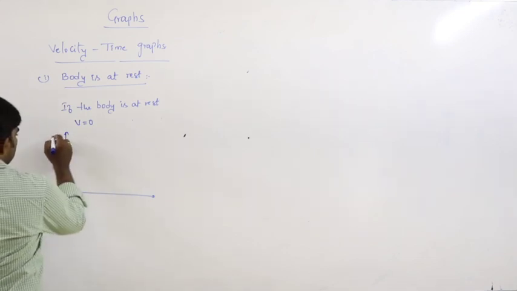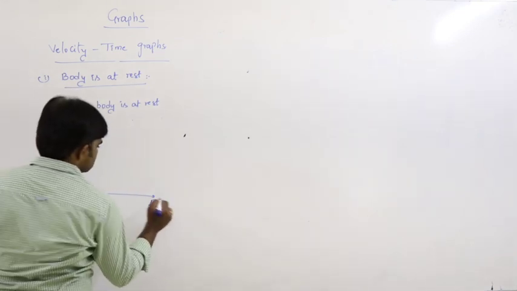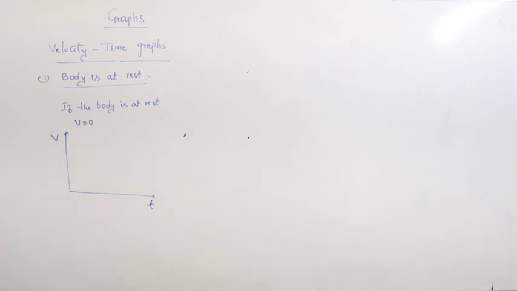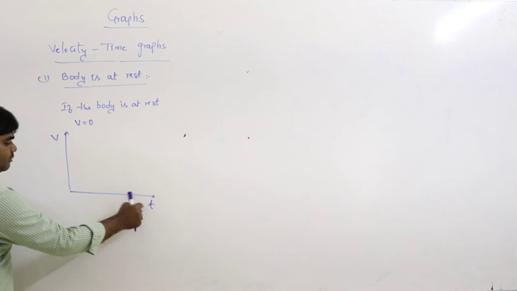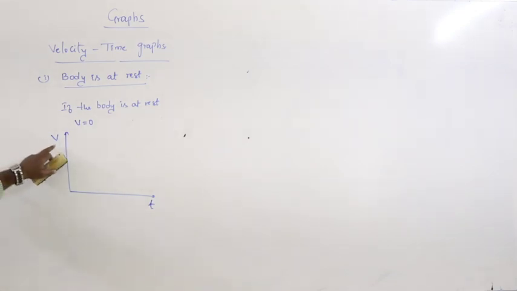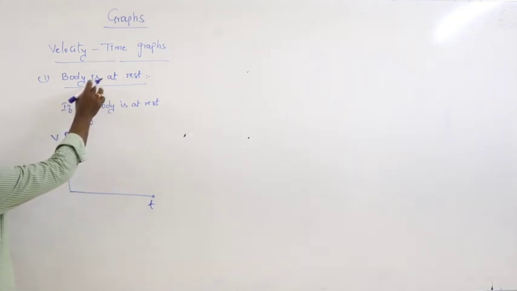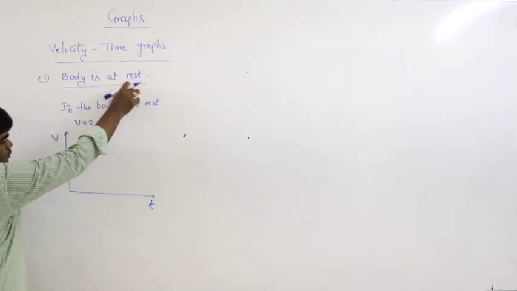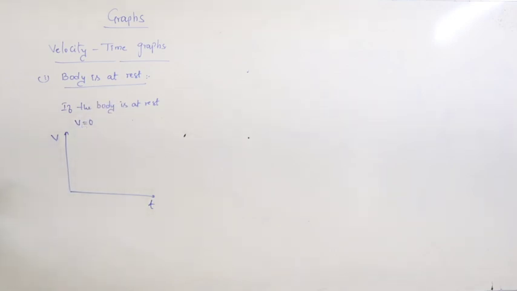So this is a velocity time graph. Velocity is taken along the y-axis and time is taken along the x-axis. For this velocity time graph, how can we represent the condition where the body is at rest?